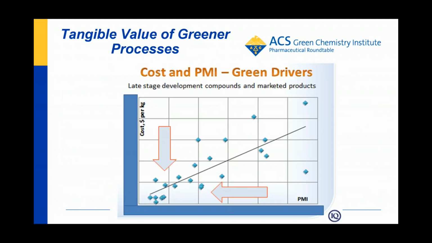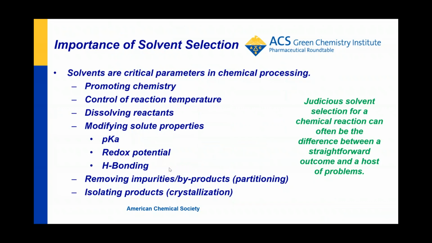It's the next slide, which shows that lowering the PMI, now shown on the x-axis, drives down the cost per kilogram of your API. There's a couple of studies in this space. I think this study came from Merck, and there's also a study out there from BMS, which shows a very, very similar trend. Okay.